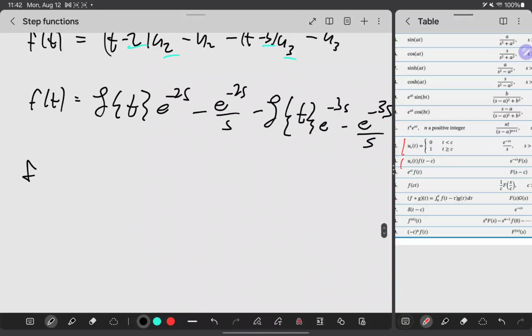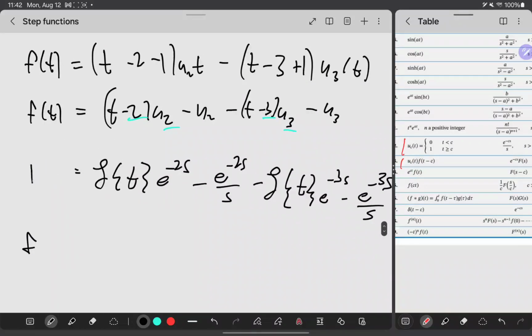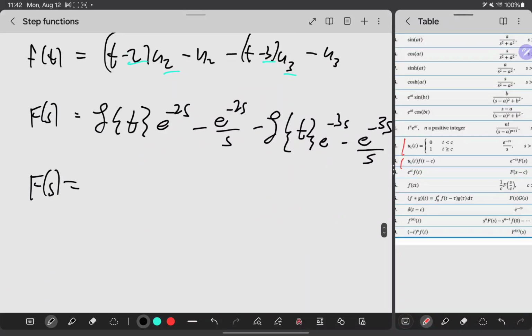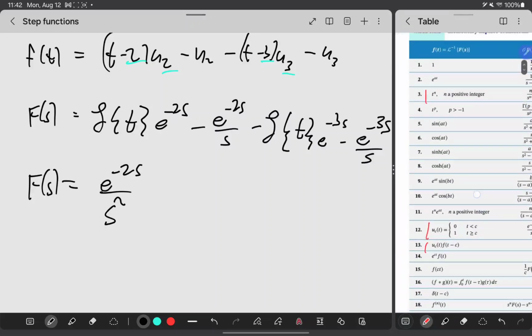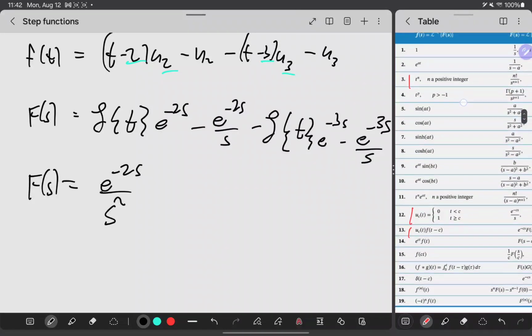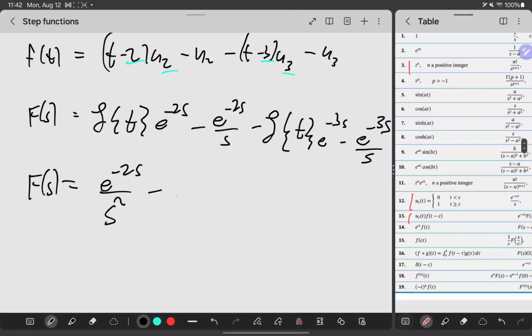So now let's go ahead. This is not f of t, this is F of s. The Laplace of t is 1 over s squared, right? So e to the minus 2s over s squared, I got that from this one up here, minus e to the minus 2s over s, minus e to the minus 3s over s squared, minus e to the minus 3s over s.